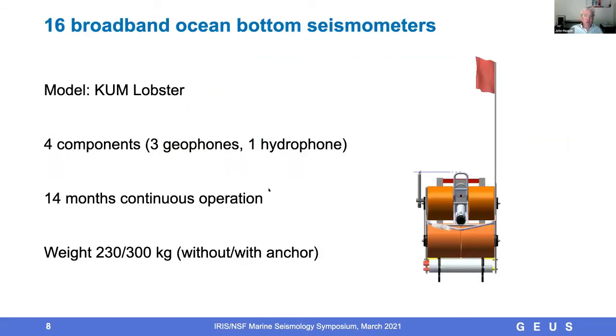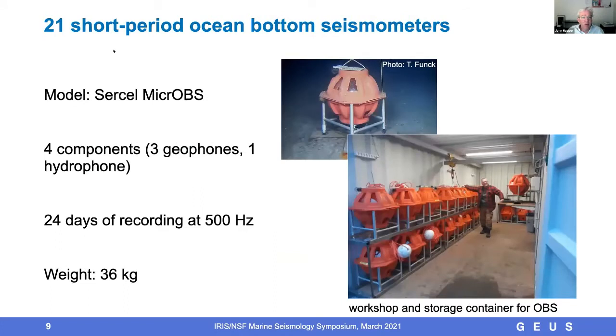And we have 16 broadband ocean bottom seismometers. They can record continuously for up to 14 months. They're quite heavy, so they are a challenge to deploy and recover. And then we also have 21 short period SEIS-SEL micro OBS. These are quite a bit smaller, as you can see, 36 kilograms. And those can record up to 24 days at 500 hertz. We've also recently finished outfitting a workshop and storage container for the OBS pool, which is shown over here on the right.